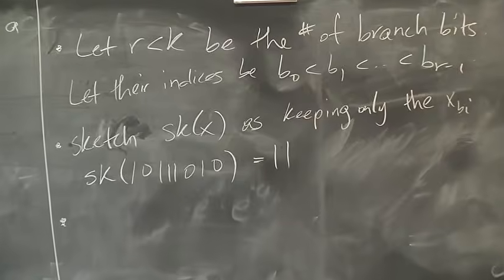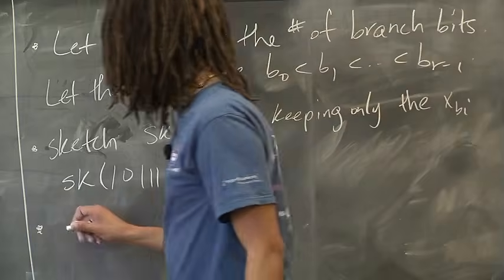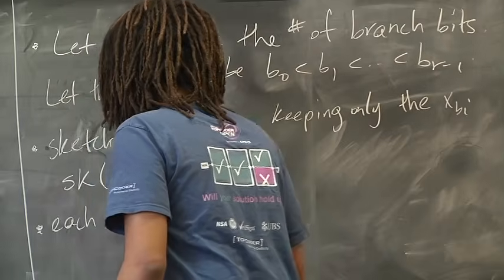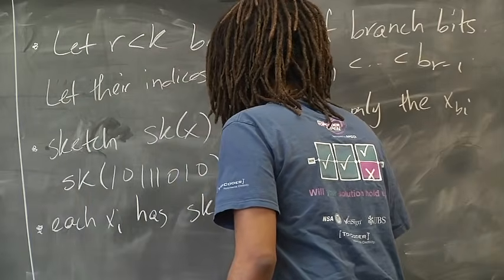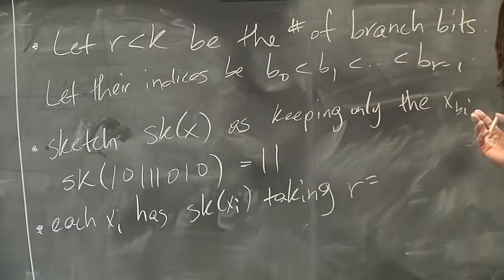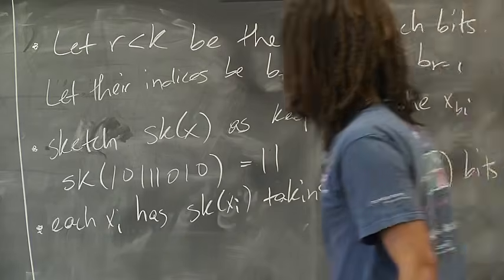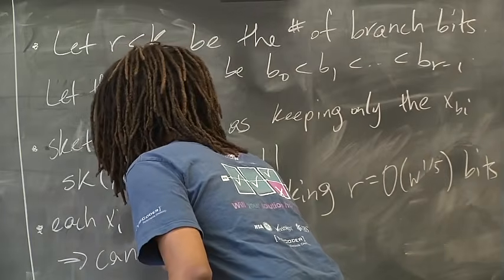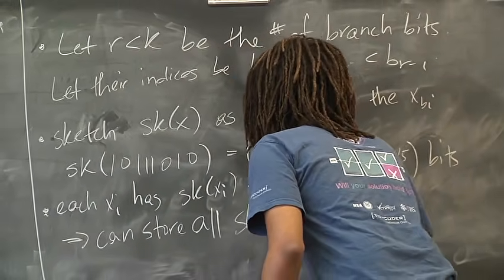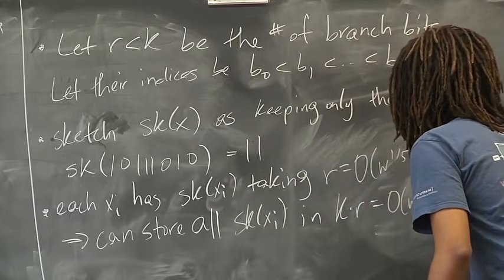So now, going back to fusion tree nodes even fitting into a single word, each xi has a sketch of xi using up r bits, but r is at most k minus 1, so that's also w to the 1/5 bits. This implies we can store all of the sketches of the xi's in k times r, which is O of w to the 2/5 bits.